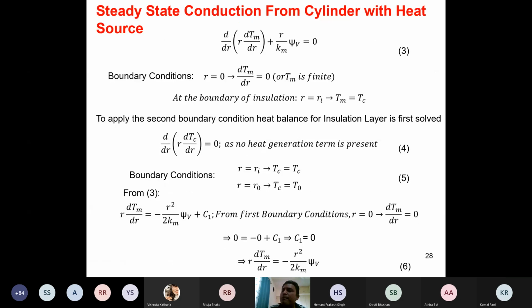So equation number 3 is the equation which we have obtained after making a heat balance and then putting in Fourier's law of heat conduction, isn't it? So what are the boundary conditions? The boundary conditions are very important.